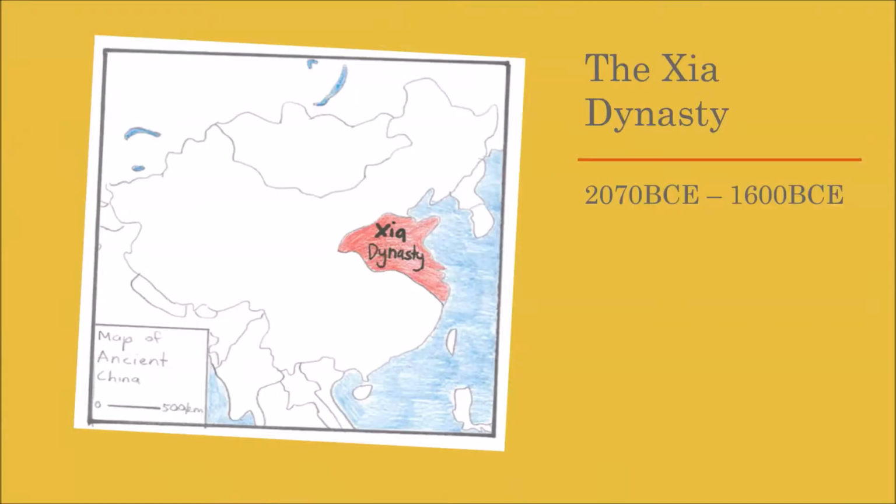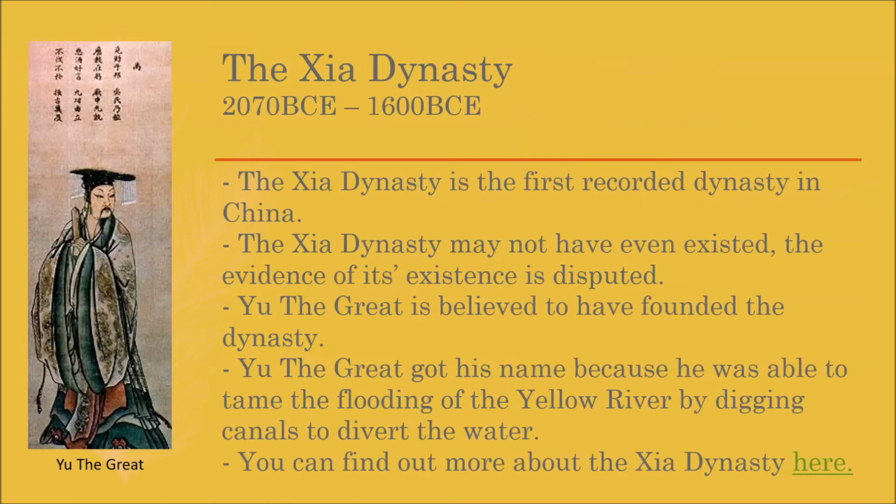So first up, we have the Qin Dynasty. They existed between 2070 BCE and 1600 BCE, and you can see the size of their dynasty there. So the Qin Dynasty is the first recorded dynasty in China. The Qin Dynasty may not have even existed. The evidence of its existence is still disputed. Yu the Great is believed to have founded the dynasty.